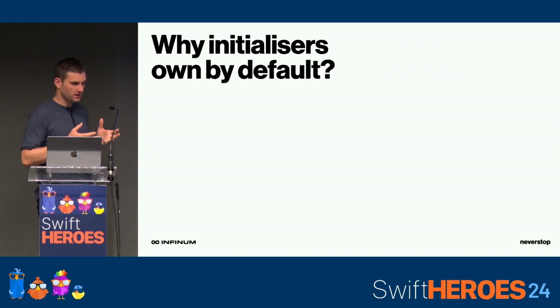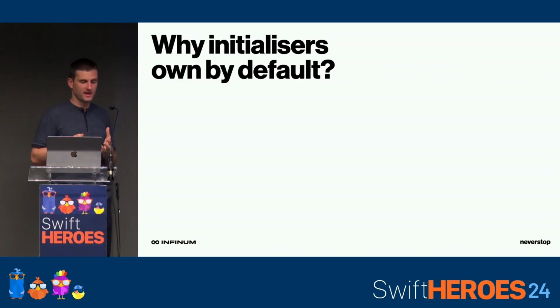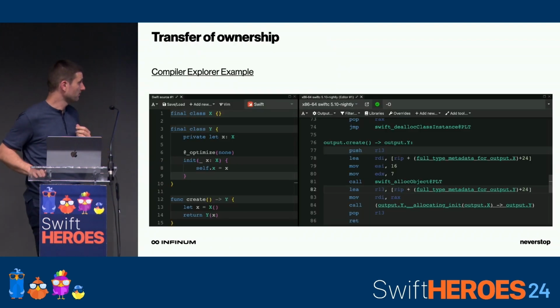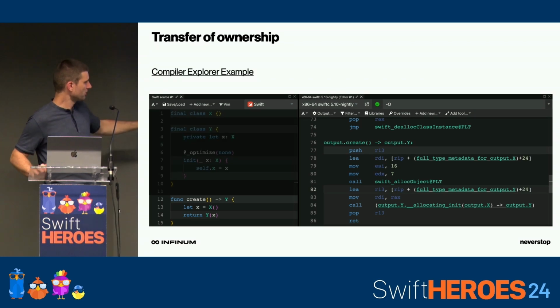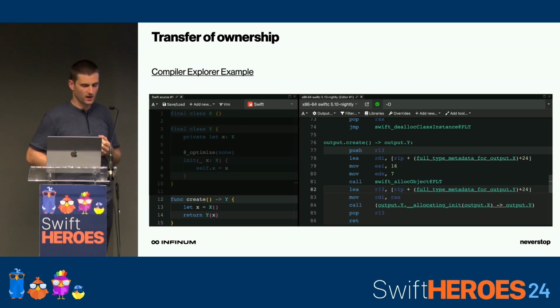But hold on, you might ask yourself, if a function only retains when it's needed and doesn't retain by default, why do initializers own by default? Wouldn't it be better if initializers only retained when needed? And the answer to this is in this sample, where we have our class y, which has an initializer, and we have this kind of factory pattern that creates this y. So we create x and we pass this x to y.